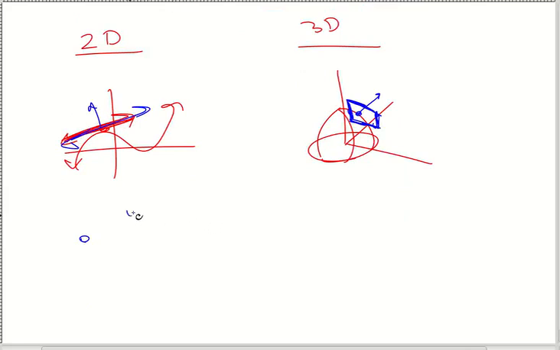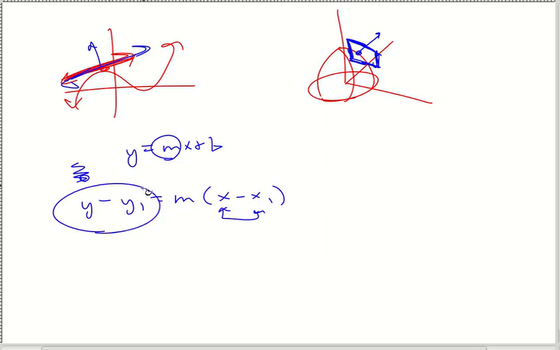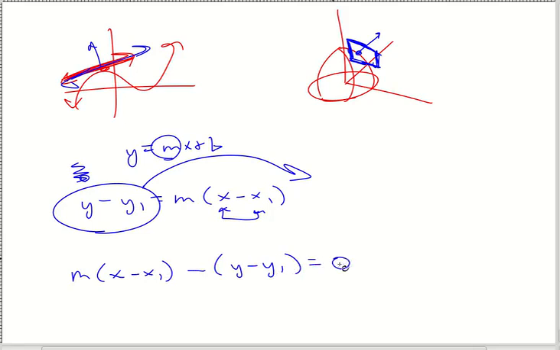Well, a line is mx plus b, isn't it? There's your slope. There's your derivative. Well, expand this one out a little bit. Do you remember having y minus y1 equals m times x minus x1? This is almost cheating a little bit. Notice this format here. Let me write it the same way and move it over. So I got m times x minus x1, minus the factor of y minus y1, now equals 0.